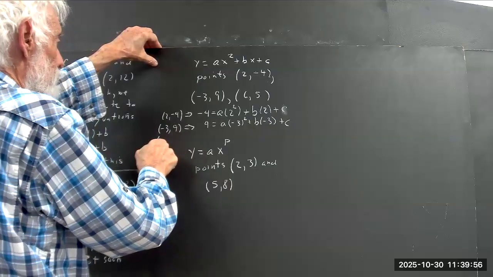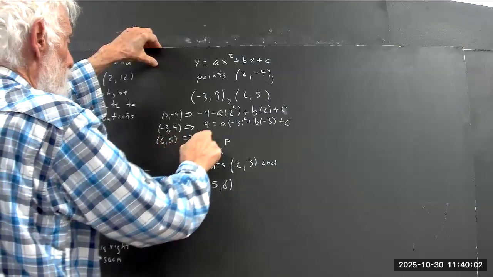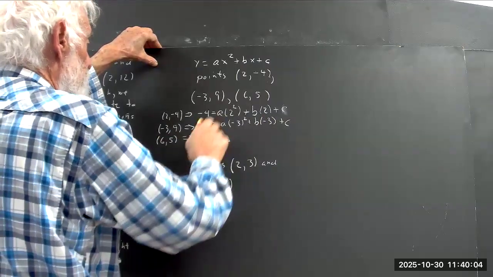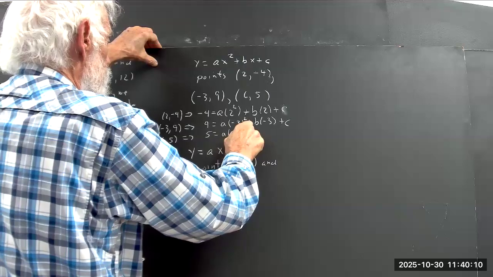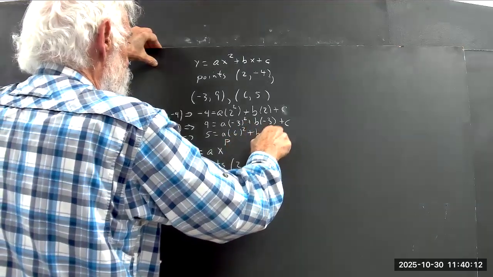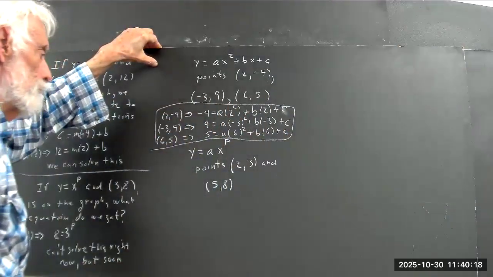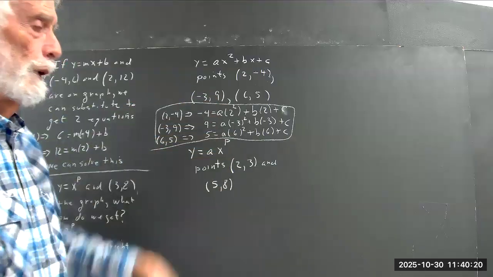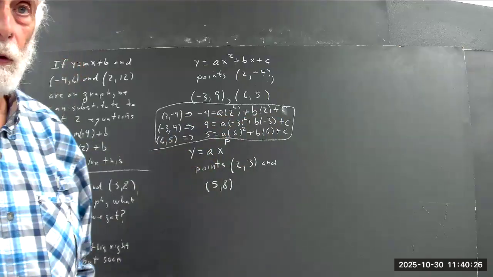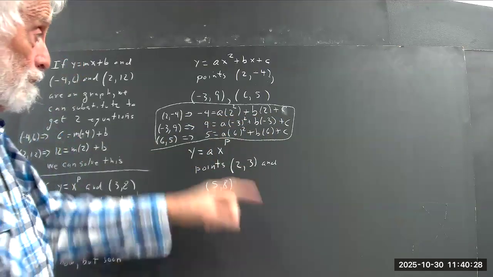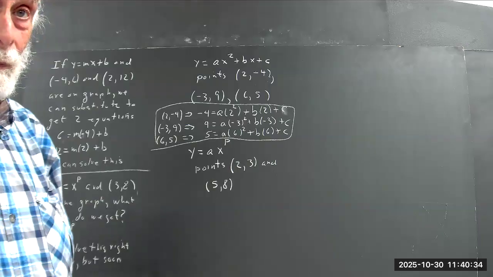And then I didn't really leave myself quite enough room, but I'm going to do it anyway. Point 6, 5 tells us that y is 5. So 5 is going to equal a times 6 squared plus b times 6 plus c. Now we have 3 equations. How many unknowns in these 3 equations? What are the unknowns? Well, they're a, b, and c. So we've got to find the values of a, b, and c.